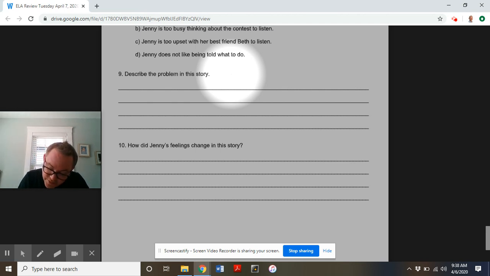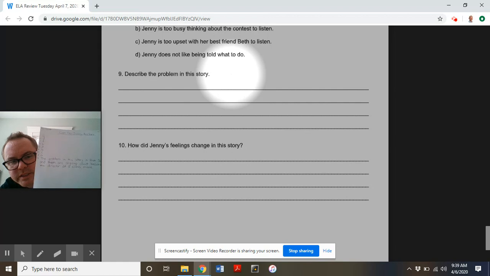The problem in this story is that Jenny and Beth, don't forget a capital B for Beth, another proper noun there, Jenny and Beth are arguing about becoming the director of a class movie. All right. Now, I know that might not be easy to read.